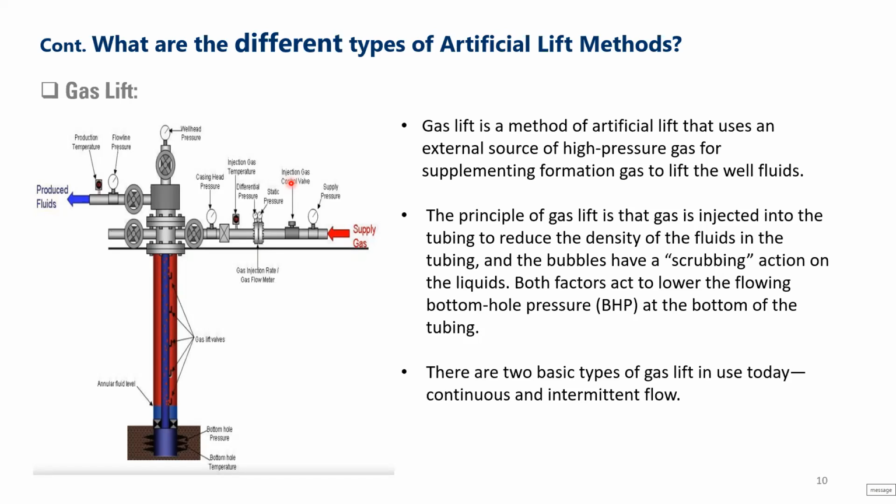There are two basic types of gas lift used today. We have the continuous and the intermittent flow. So there is a continuous gas flow, and then there's intermittent gas flow as a gas lift method.